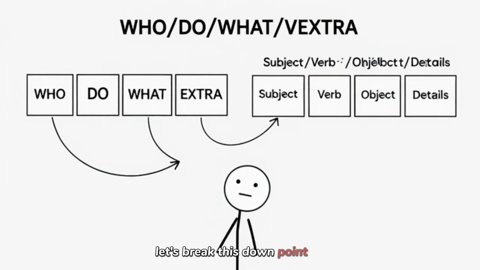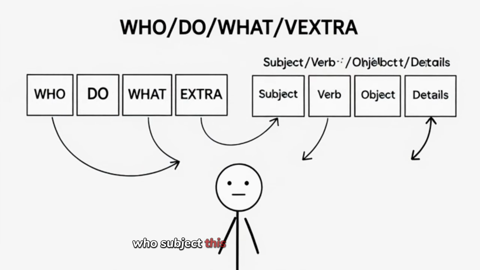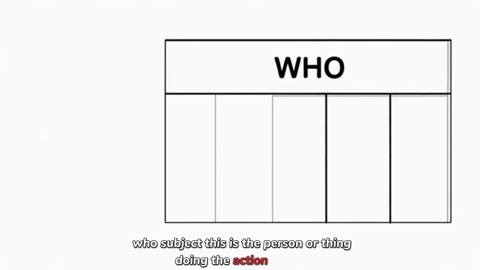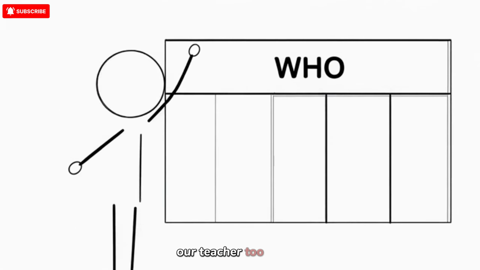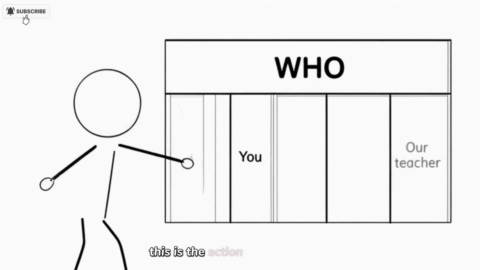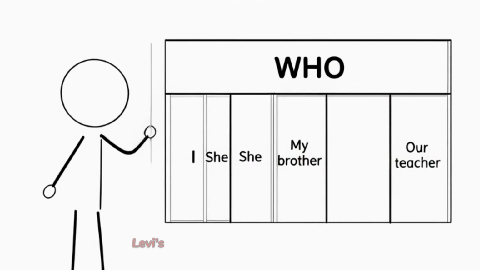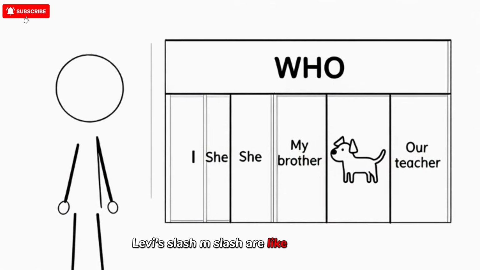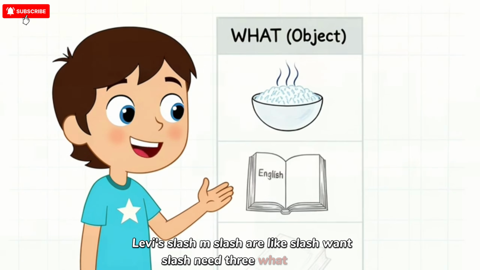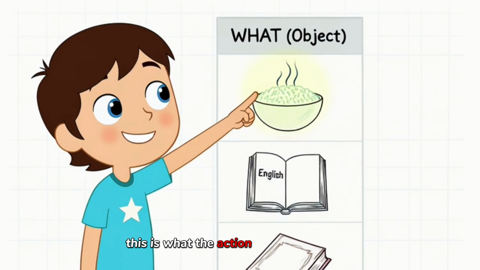Let's break this down. Point 1. Who. Subject. This is the person or thing doing the action. My brother, the dog, our teacher too. Do. Verb. This is the action or state. Eat, sleep, work, live, be, like, want, need. Point 3. What. Object. This is what the action is done to. Rice, English book, me, homework. Not every sentence needs an object, but many do.